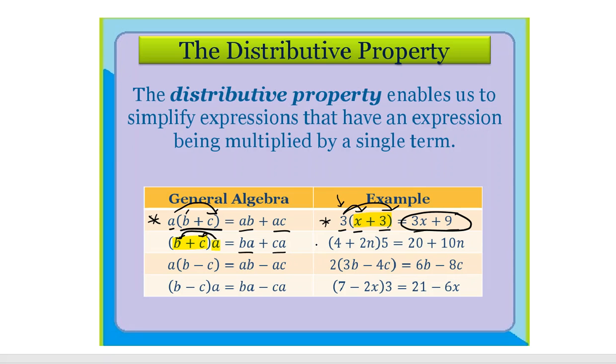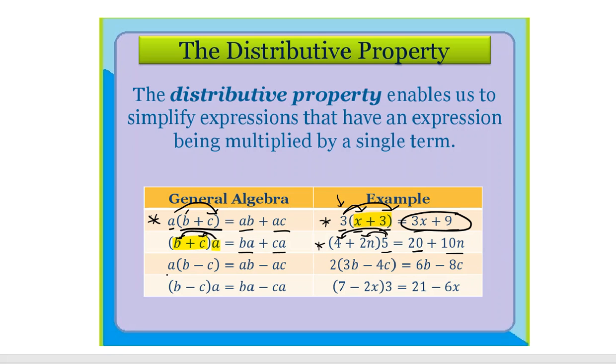Let's go ahead and look at the one with numbers. This 5 is the number that's right next to our parenthesis. So we have to multiply both the 2n and the 4 by 5. So 5 times 4 becomes 20. 5 times 2n becomes 10n. Okay, let's look at the next example.